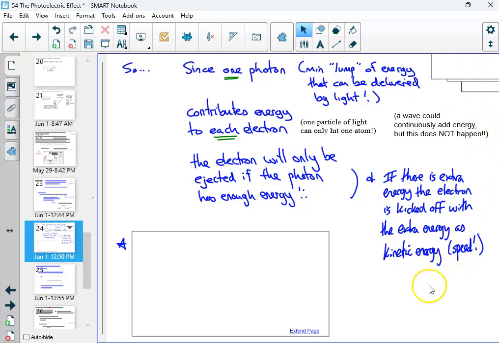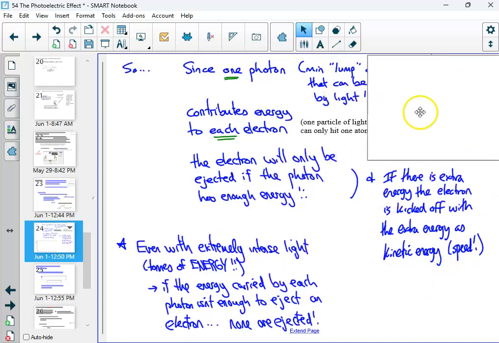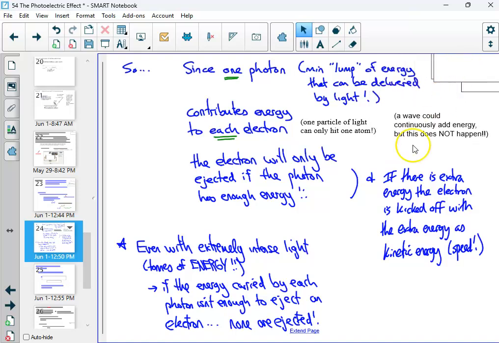If there is extra energy, of course, it goes out as speed, as kinetic energy. So like I said, even with extremely intense light, there wouldn't be any electrons ejected, which was quite surprising.